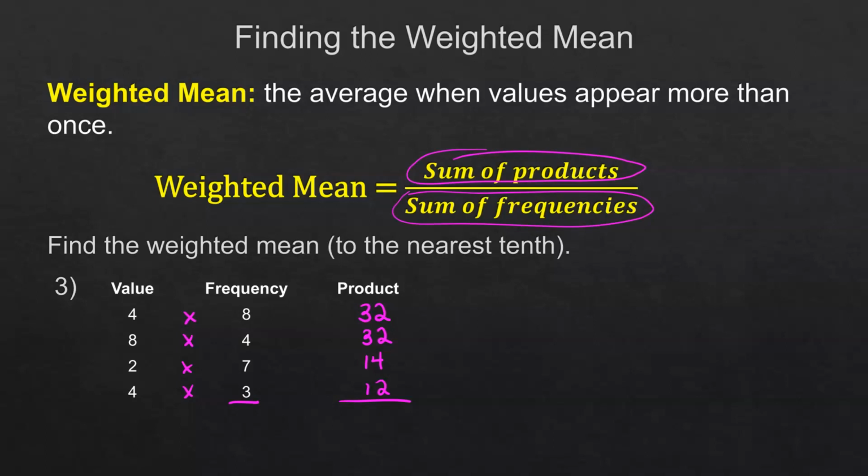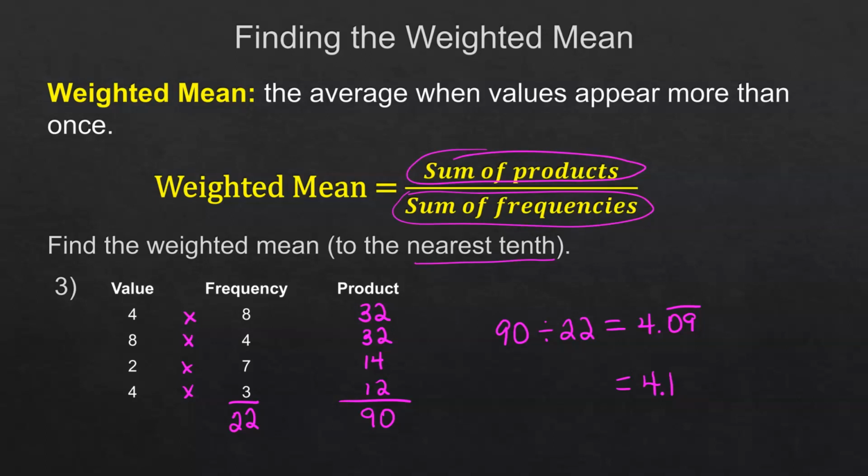And so if we add up our frequencies, we get 22, and if we add up the products that we found, that's 90. So to find the weighted mean, which is still a mean, but it's just got a little bit more going on, we divide the 90 by the 22, and that happens to be 4.09. Now the 0.09 is actually a repeating number. This time we're rounding to the nearest tenth, so that will be 4.1.